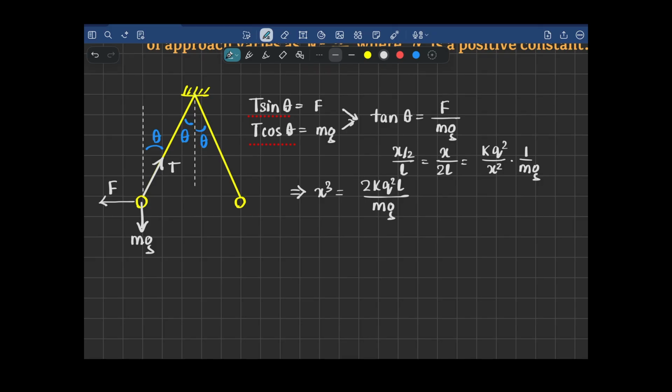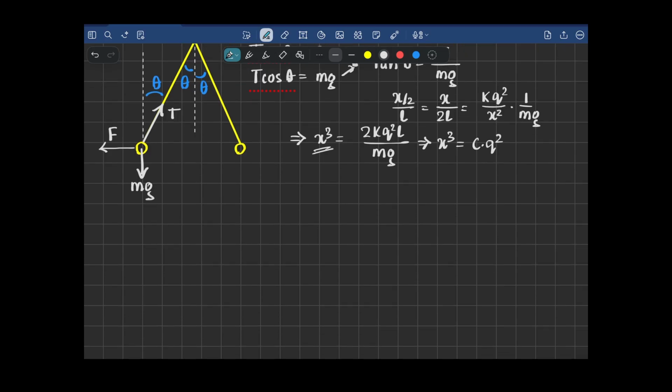So if I rewrite the term, see x cube here, and here there is a q square term, both x and q are varying, but 2k L and mg terms are constant. So I can say x cube equals constant times q square. Now I'm taking differentiation with respect to time on both sides. x cube differentiation gives me 3x square into dx by dt. This equals constant times q square, which will be 2q into dq by dt.